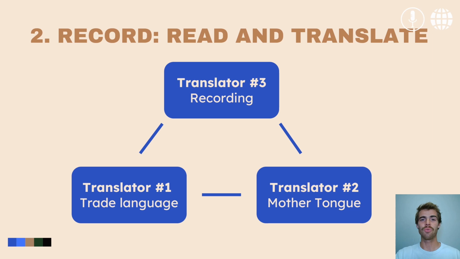Here we have a visual of the roles of the translators in active translation, beginning with translator 1, who is reading in the trade language, translator 2, who is translating into the mother tongue, and then translator 3, who will be on the computer managing the recording. It's important to note that translator 3 and translator 1 here are listening and checking in on the translation from the mother tongue speaker to make sure it is accurate and the translation that they agreed on together in their study time.